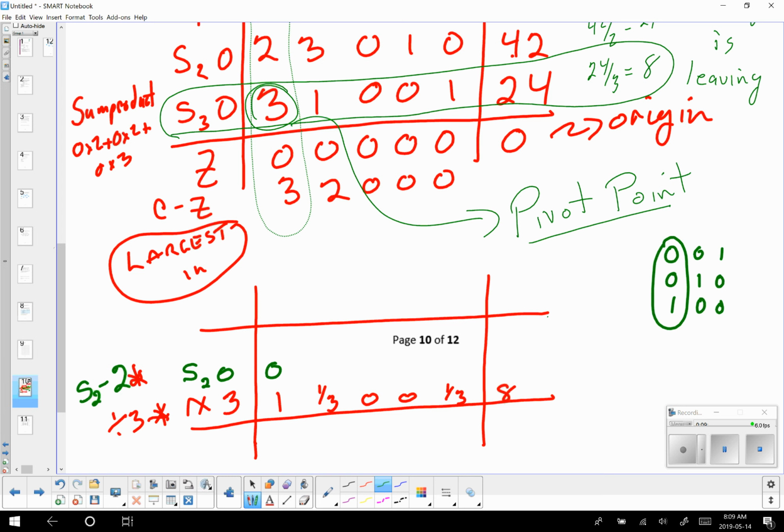So the reason I'm saying you need them on the same page, as you can see, I'm going to say 2 minus 2 times 1 is 0. 3 minus 2 times a third is 7/3. 0 minus 2 times 0 is 0. 1 minus 2 times 0 is 1. 0 minus 2 times a third is minus 2/3. And 42 minus 2 times 8 is 26.